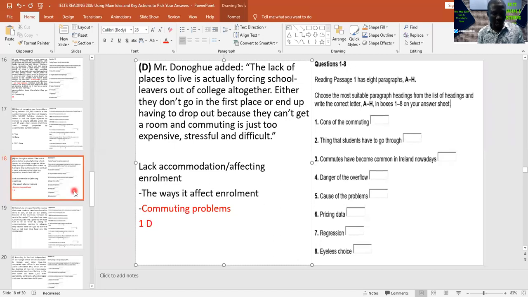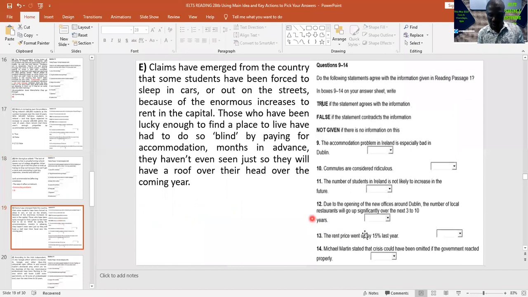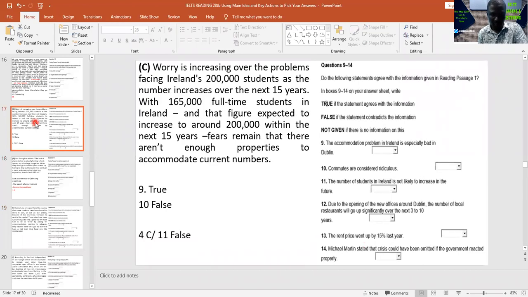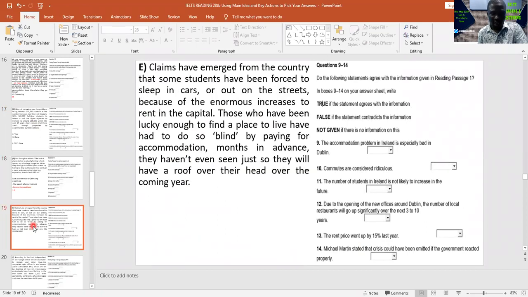When I got to the last part, this one, the rent price went up by 15%. I thought I saw some percentage in C. I'm not sure, so I want to check up. Okay, the 15% is not here. Maybe it is the 15 years I saw. So I'm just checking before we move further. Okay, now this is paragraph E.